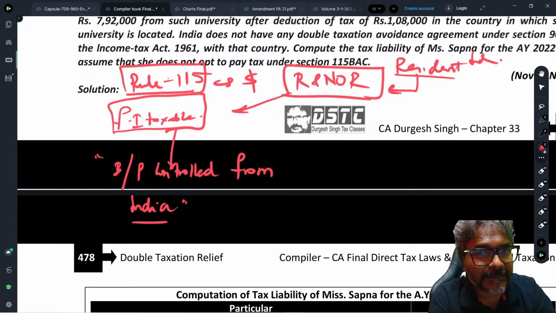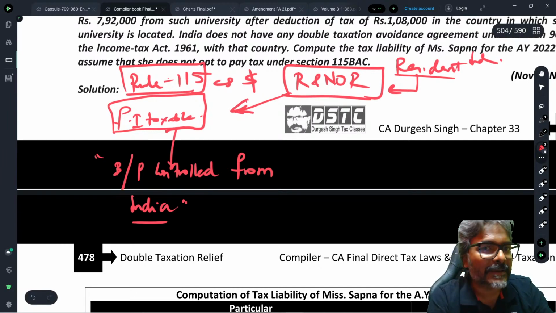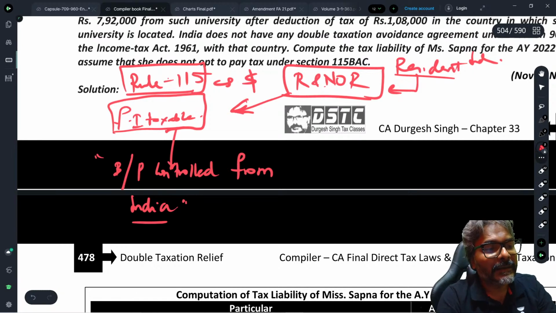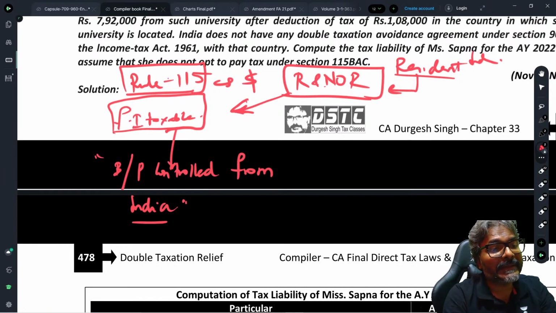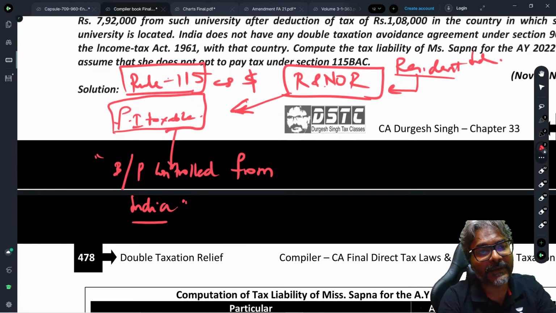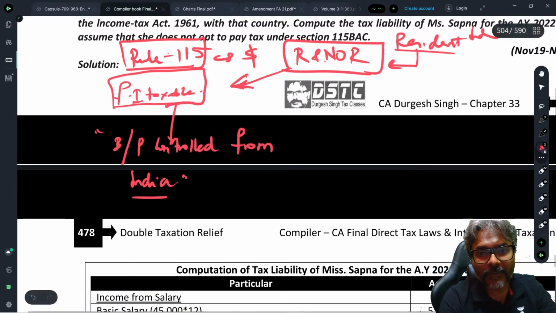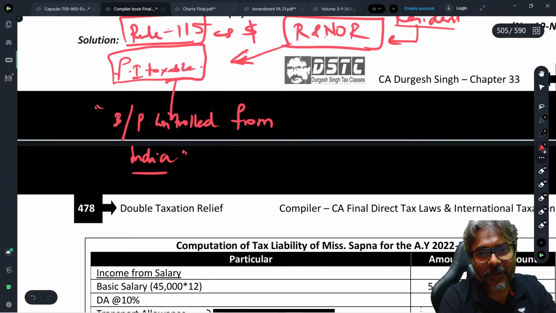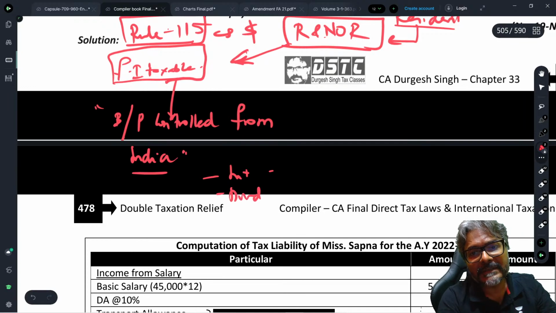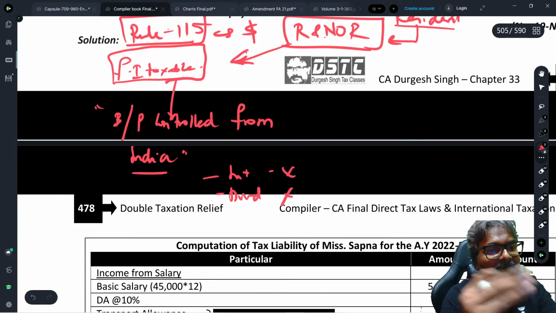So students, be careful. There is a twist in the ICAI question that if you are an RNOR, then there definitely would be a twist in the question. That is what I have told to all of you. Is that clear to all of you? So obviously, which income will not be considered? Interest income earned outside India, dividend income earned outside India. All this income, students, you will not consider it at all.